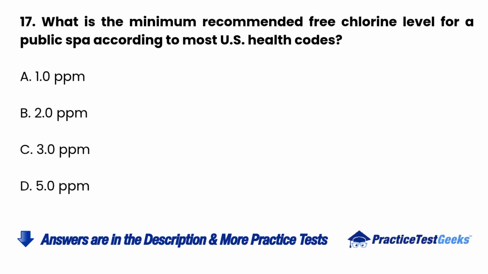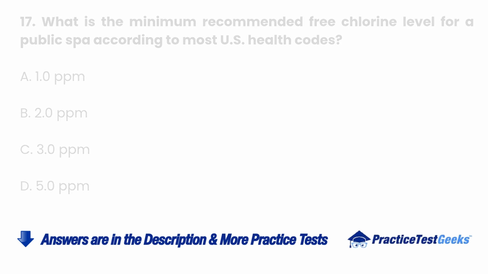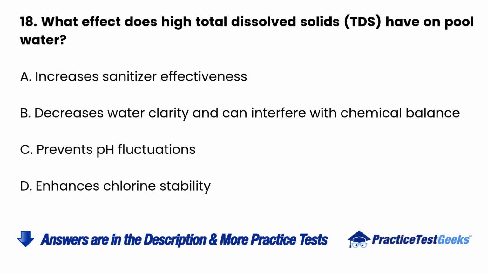17. What is the minimum recommended free chlorine level for a public spa according to most U.S. health codes? A. 1.0 ppm. B. 2.0 ppm. C. 3.0 ppm. D. 5.0 ppm.